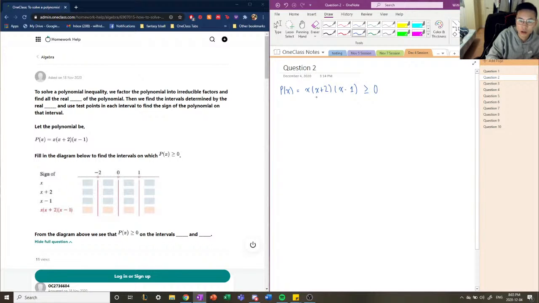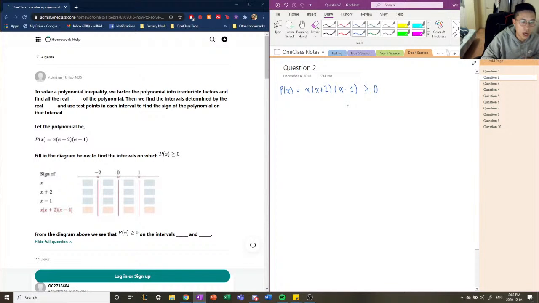Okay, so we need to find all the values of x that will make this value greater or equal to 0. Okay, so this is going to take us a while because there could be a lot of different values of x that will make this equation true. So we're going to work through this systematically, and we're going to have to determine the zeros. And I'll get into why we need to determine the zeros in the first place.